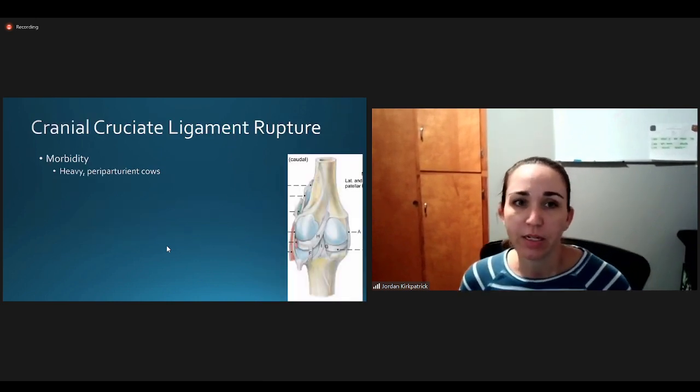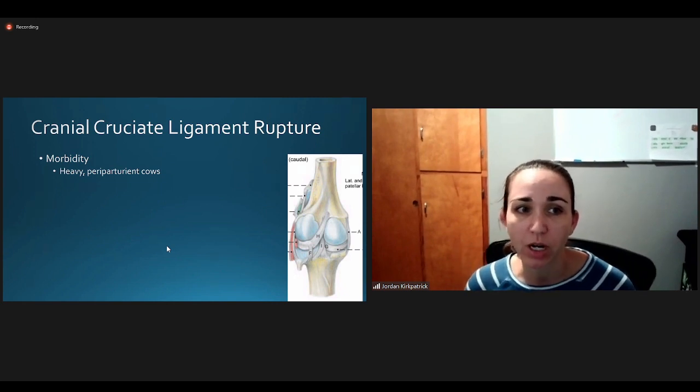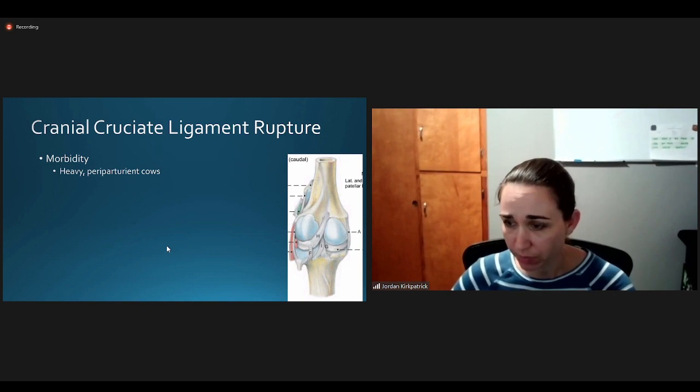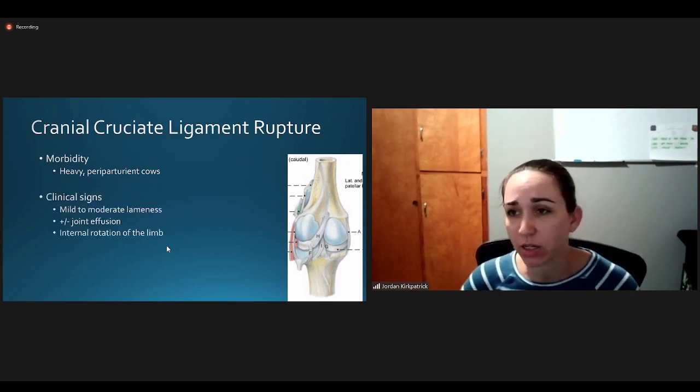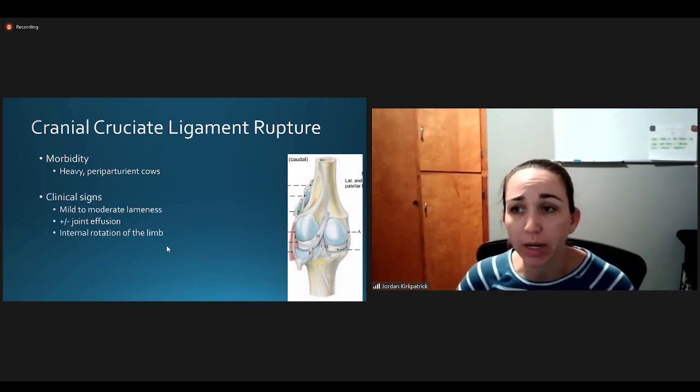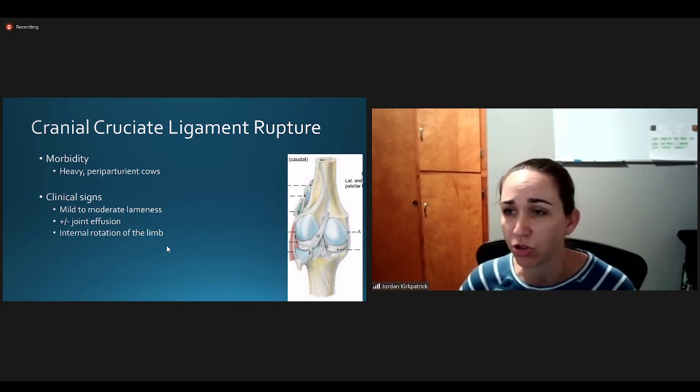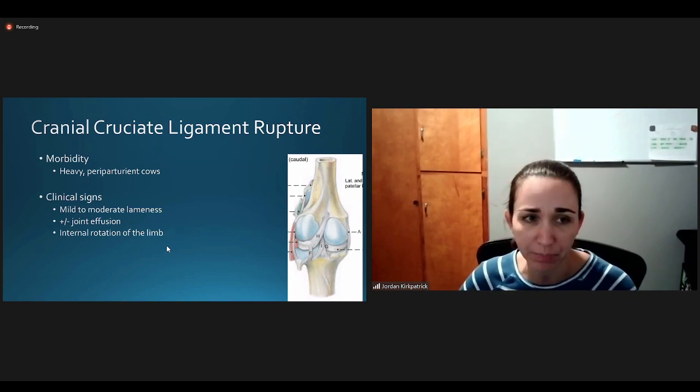Another condition we can see is cranial cruciate ligament rupture. It's usually seen in heavy peripartum dairy cows. Clinical signs are going to be mild to moderate lameness. There may or may not be joint effusion, and they usually have some internal rotation of the limb.